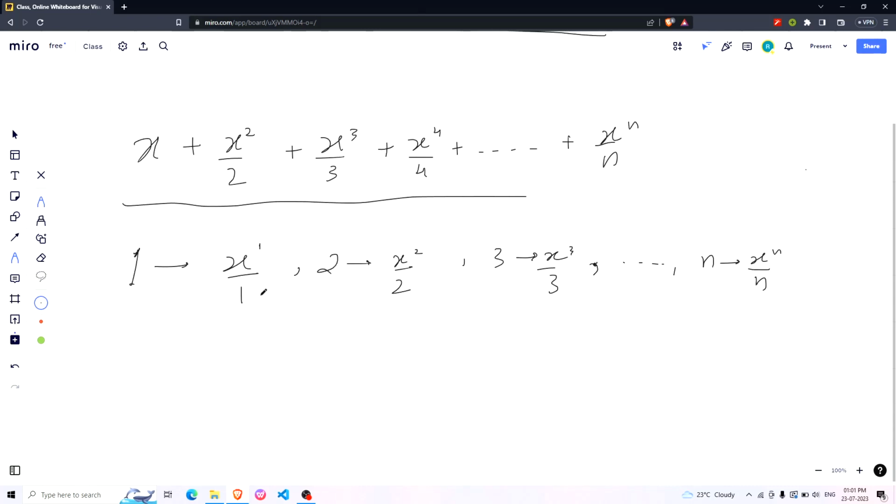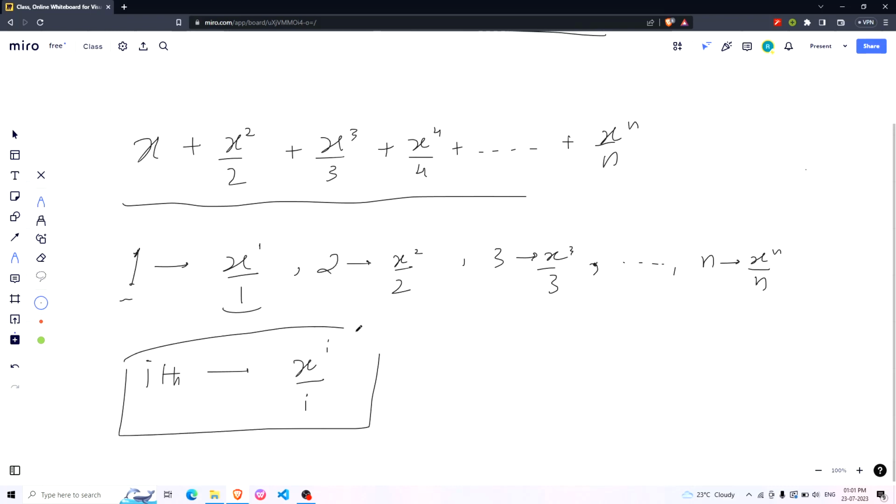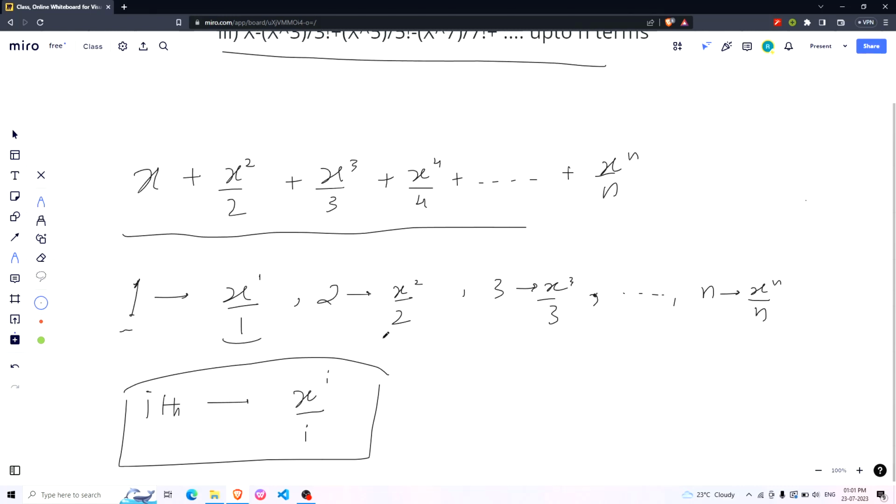Okay, so do you see a pattern that is getting repeated here between the term number and the actual term? Can we say that if it is the ith term, then the term will be x to the power i by i, right? This is the key observation that we need to make to find the sum of the first series. So let's see how we will implement this into flowcharts.